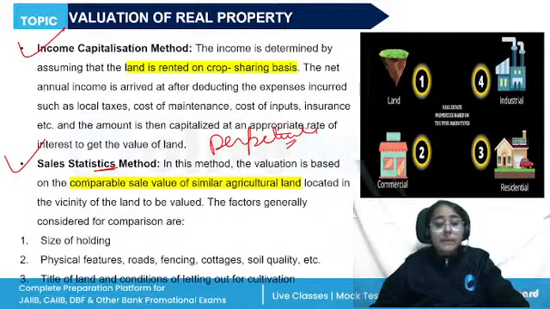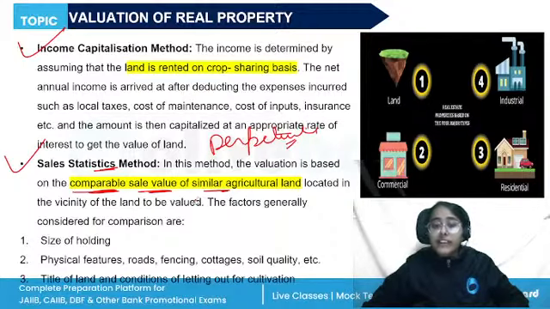Valuation is based on the comparable sale value of similar agricultural land located in the vicinity. If similar land having the same or similar factors located in the vicinity has been sold, then we are going to compare the value. So the factors for comparison can be the size of holding, the physical features, roads, fencing, the title of the land, condition of letting out for cultivation, and so on. So this was regarding agricultural land.